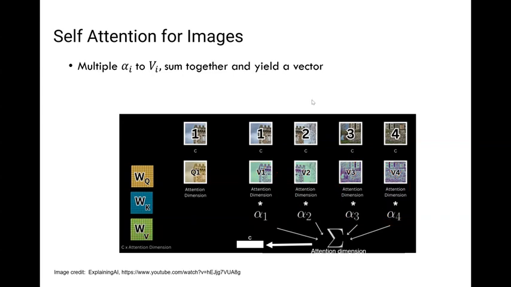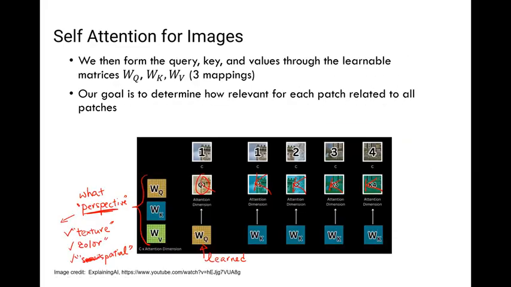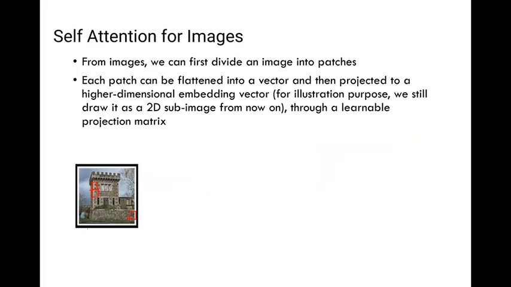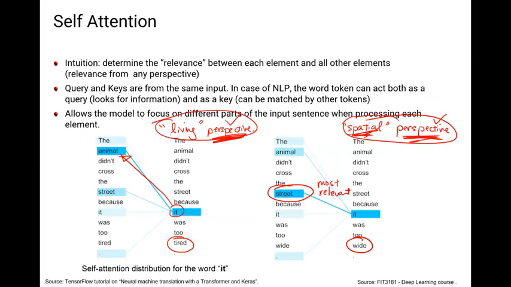Once we know how to compute the attentions, and we also know it is looking at one perspective of your data. Maybe it's texture. Maybe in the linguistic case it's something else, like whether the thing is living, or from the spatial perspective.